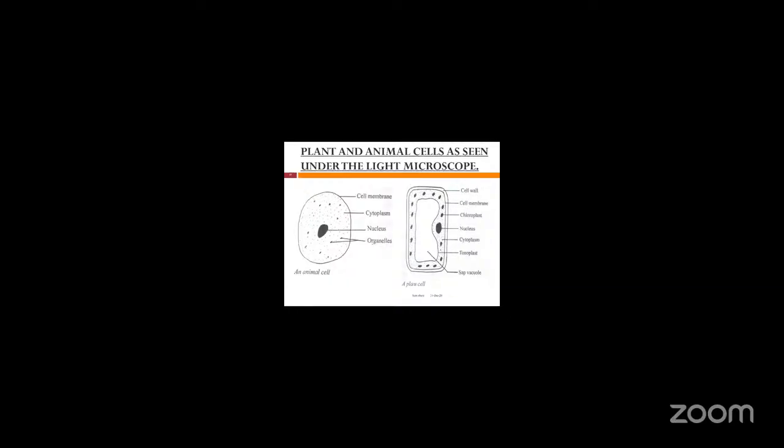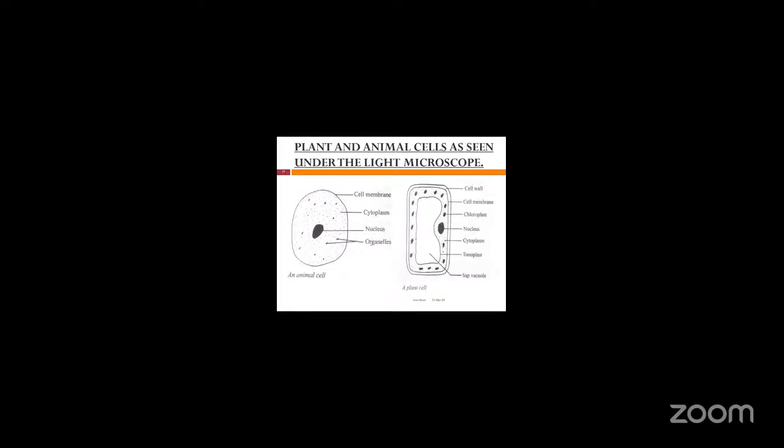Okay, now if you look at the two, you can see another difference. Another difference is a plant cell's nucleus is at the periphery. It is on the side, while an animal cell's nucleus is at the center.